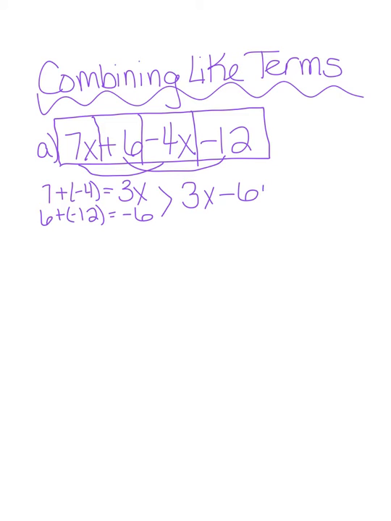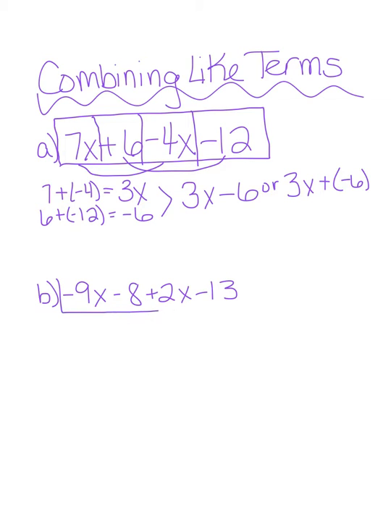Now you could also have it written like this, 3x plus negative 6. Both of those expressions would be correct. And for B, B is negative 9x minus 8 plus 2x minus 13. So again, I'm going to walk through the same process.